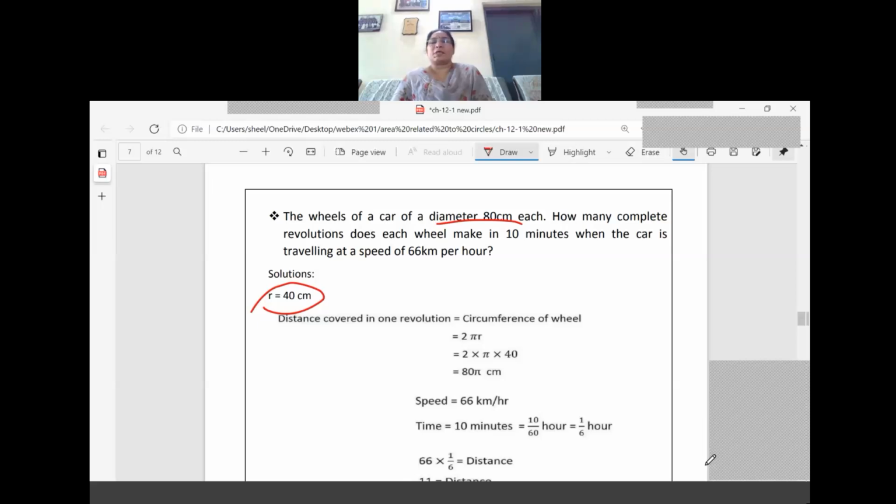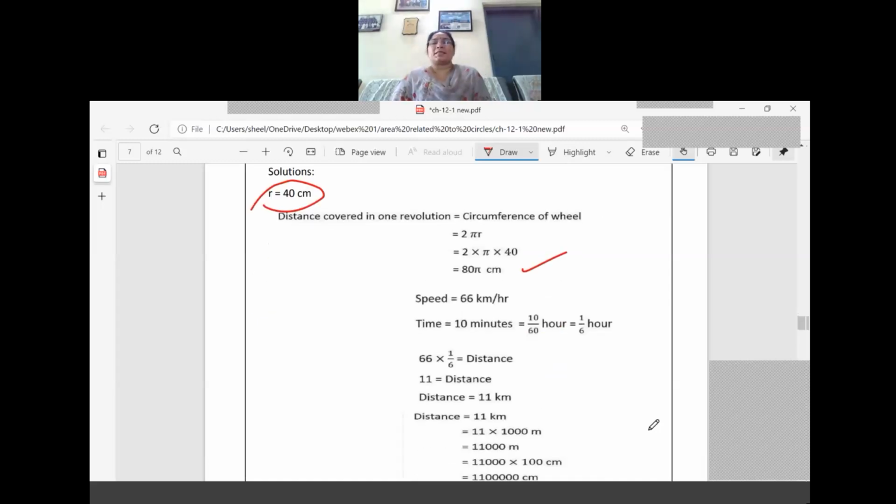So let us see the steps here. Distance covered in one revolution: what is that? The circumference of the wheel. So the formula is 2 pi r, and we can calculate 80 pi. Now, how many complete revolutions does the wheel make in 10 minutes when the car is traveling at a speed of 66 kilometers per hour?